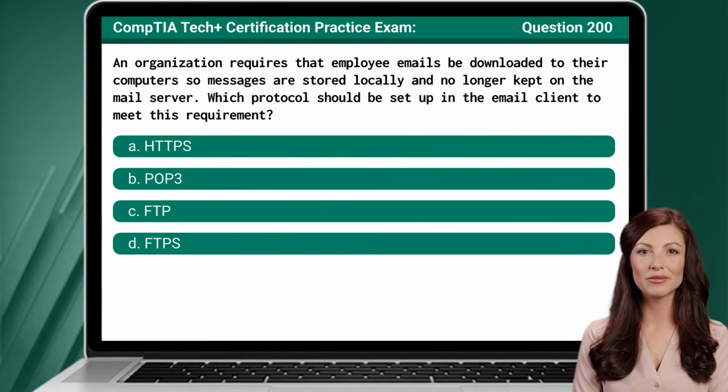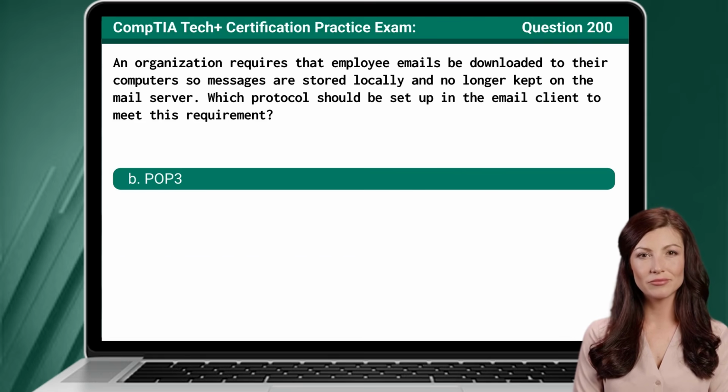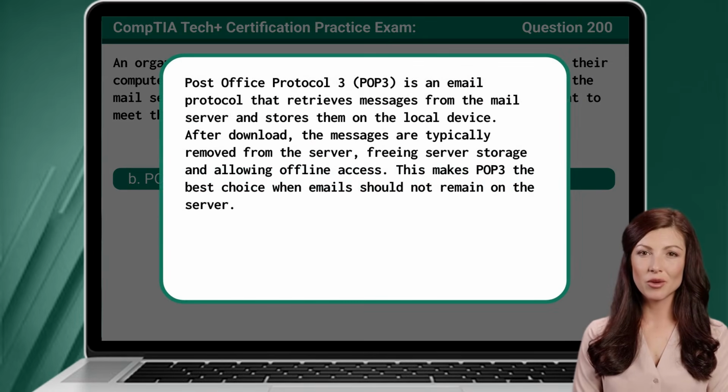Question 200. An organization requires that employee emails be downloaded to their computers so messages are stored locally and no longer kept on the mail server. Which protocol should be set up in the email client to meet this requirement? The answer is B. POP3. Post Office Protocol 3, abbreviated as POP3, is an email protocol that retrieves messages from the mail server and stores them on the local device. After download, the messages are typically removed from the server, freeing server storage and allowing offline access. This makes POP3 the best choice when emails should not remain on the server.